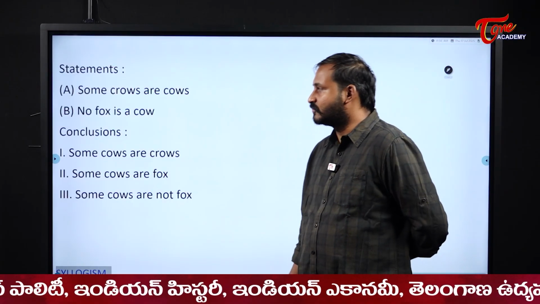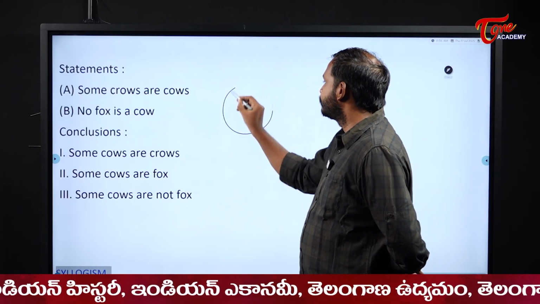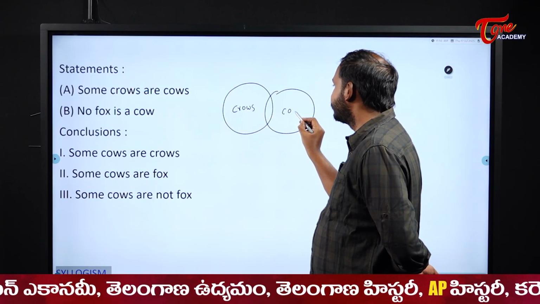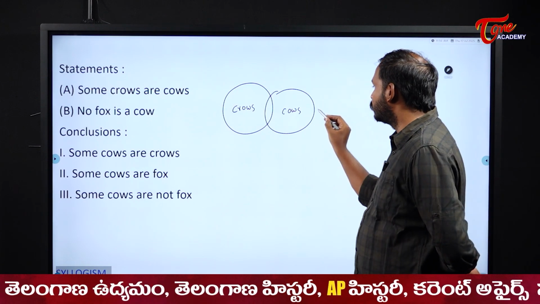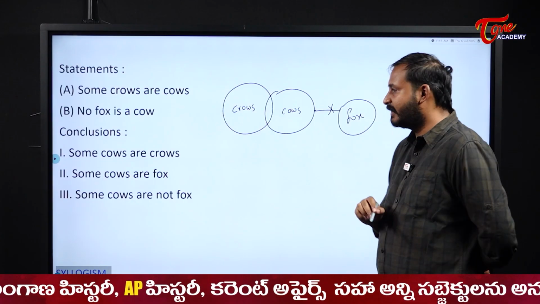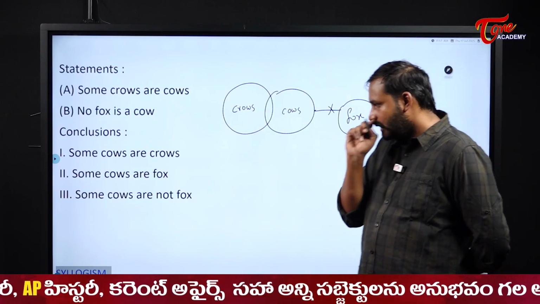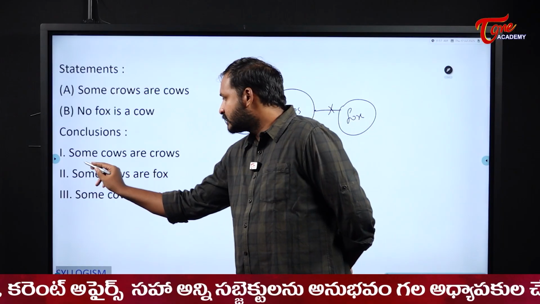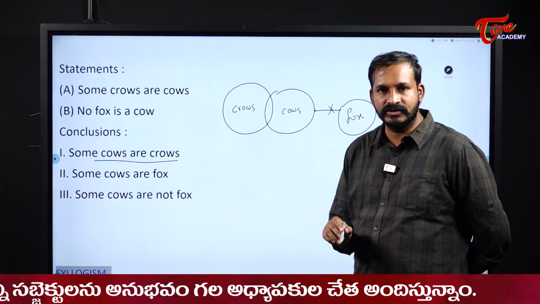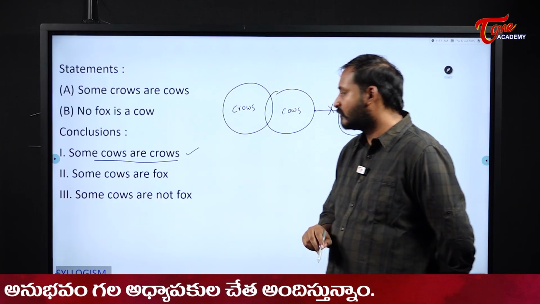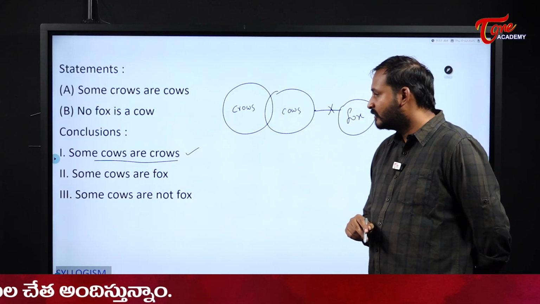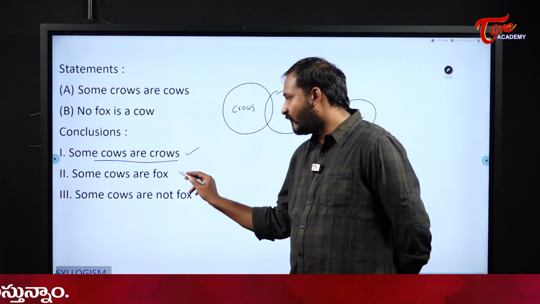Some crows are cows. No fox is a cow. That means there should be no relation between fox and cow. This is my basic diagram. Now see here. Some cows are crows. Is there any relation between cows and crows here? Yes. So some cows are crows. Some cows are fox. Is there any relation between cows and fox here? No sir. That is false.